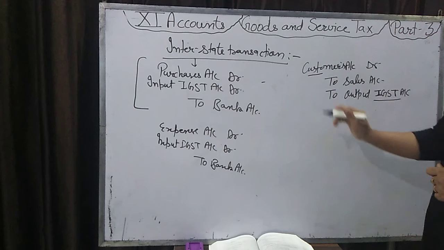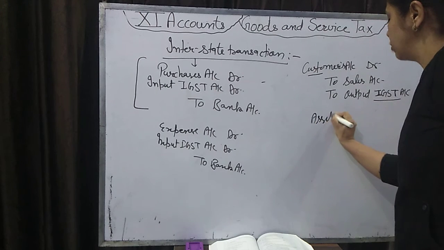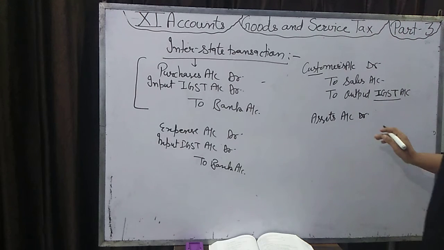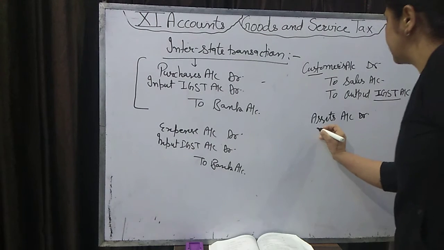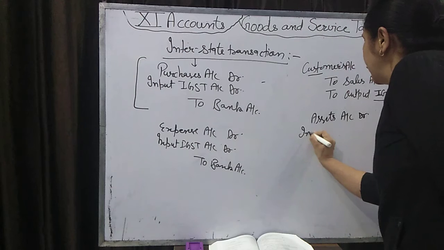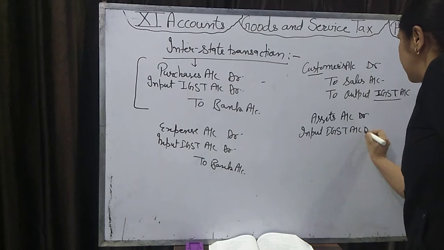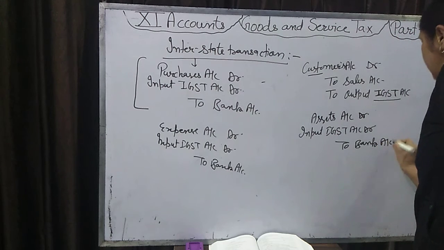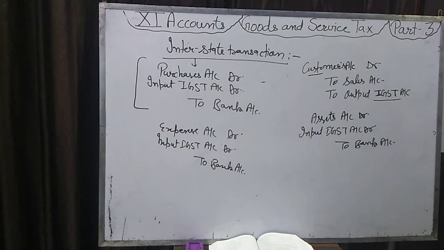Okay? And if we are purchasing any assets, in the case of export and import also, if we purchase assets from outside, from another country, then also IGST will be applied. Assets account debit, paid GST is known as input, input IGST account debit, to bank. Fine. And in the end of the question, the last entry.